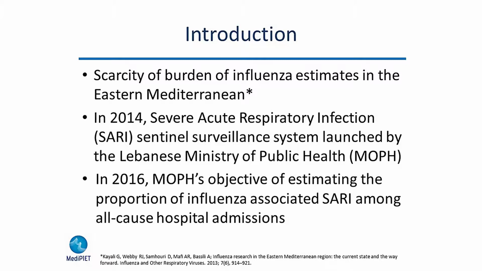To start with an introduction, in the Eastern Mediterranean region, we have scarce data and information on the burden of influenza. So in 2014, the Ministry of Public Health Epidemiological Surveillance Unit in Lebanon established a severe acute respiratory infection, SARI, sentinel surveillance. And after 3 years of collecting data, we were able to have a season and we had the objective of trying to estimate the proportion of influenza-associated SARI among all-cause hospital admissions.